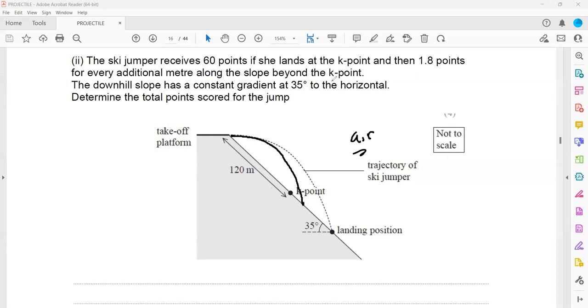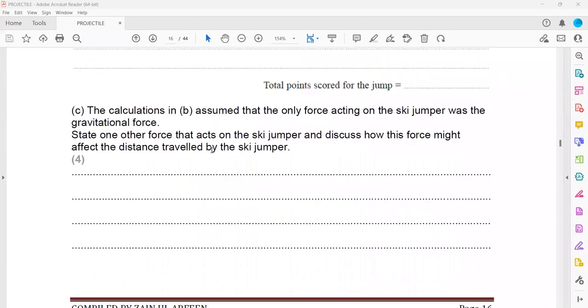So it's a 4 marks question. What are the points you will mention for this one? First, you will mention that there will be air resistance or drag, and due to this air resistance, the horizontal component will not be constant. It will have a deceleration, or it will reduce the horizontal velocity. As a result, it will cover a shorter distance.